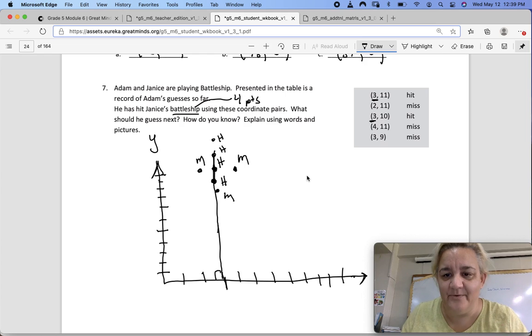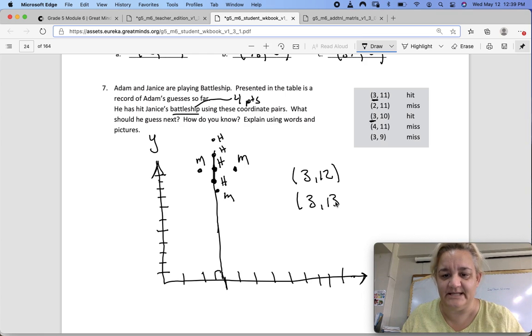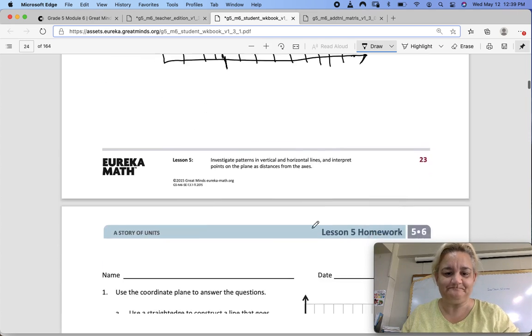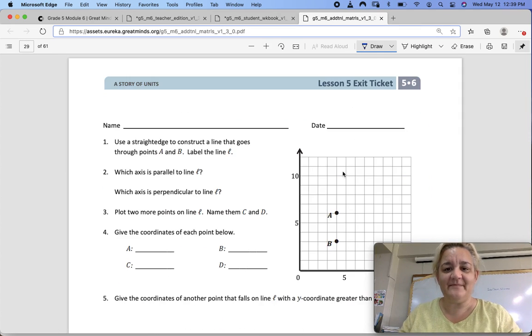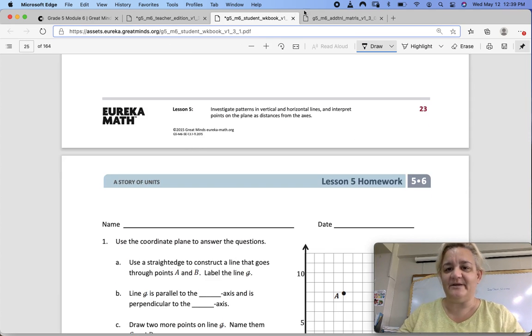Let's see. So that would make it (3, 12) and (3, 13). Okay, and those will both be hits. I promise you'll sink the battleship. Great. Now you can come back to your exit ticket, finish that, and then finish your homework, and you'll be all set.